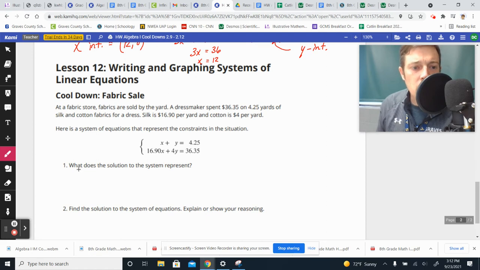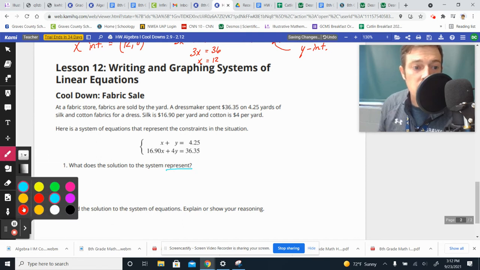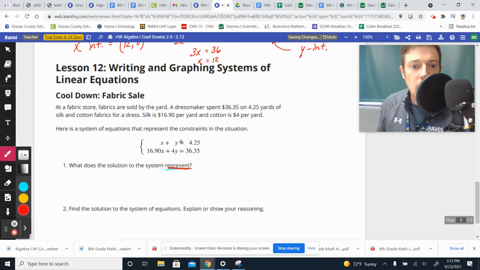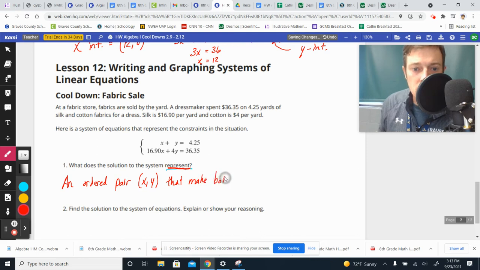And the question here for number one says, what does the solution to the system represent? So this is not anything you have to do math. You just have to understand what we've been talking about. If I solve this system, this is going to represent an ordered pair, X and Y, that make both of these equations true.